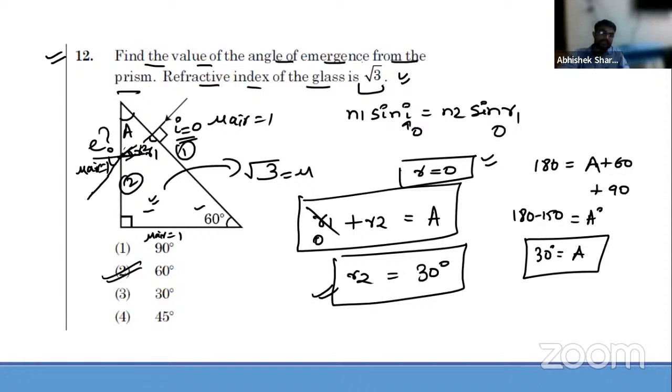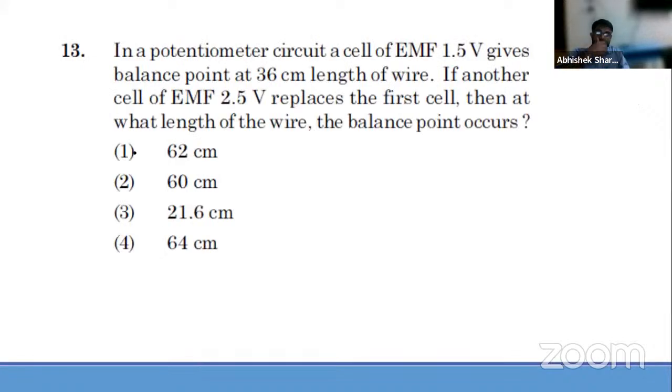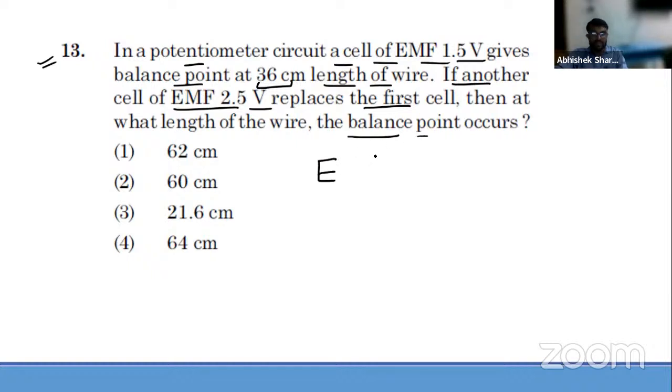Let us proceed. Now I'll be a little bit fast. In the potentiometer circuit, a cell of EMF 1.5 volt gives a balance point at 36 centimeter length of wire. If another cell of EMF 2.5 replaces the first cell, then at what length of the wire does the balance point occur? Remember always that EMF is proportional to this position X.